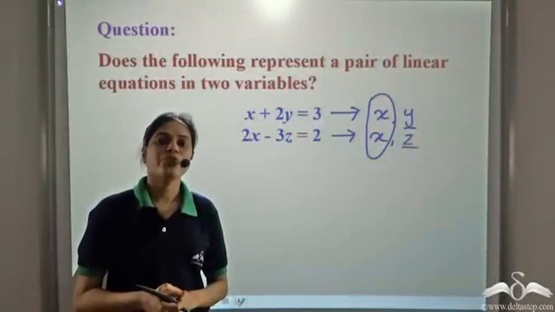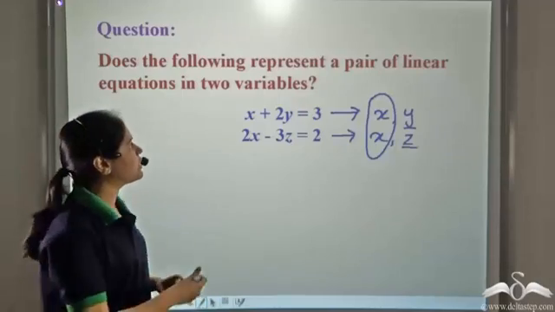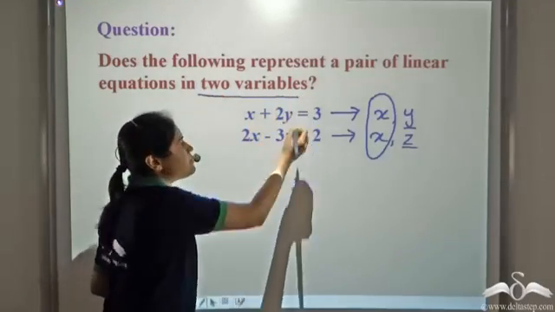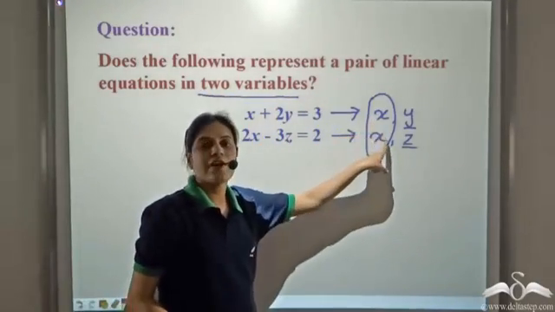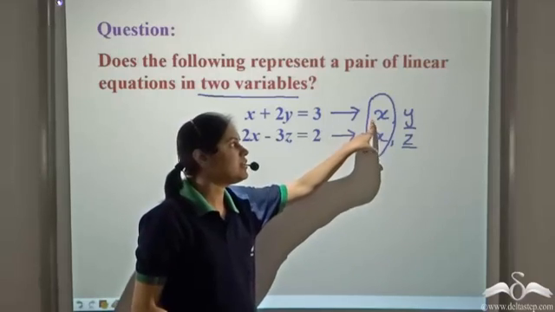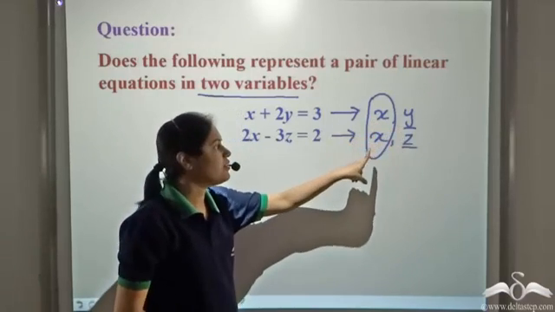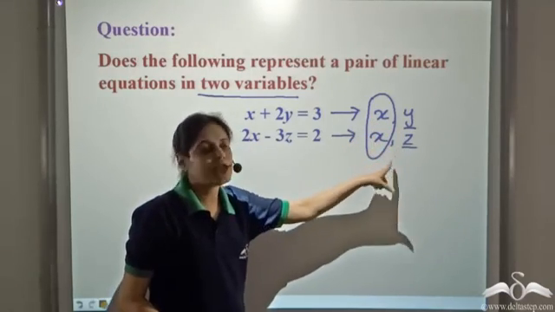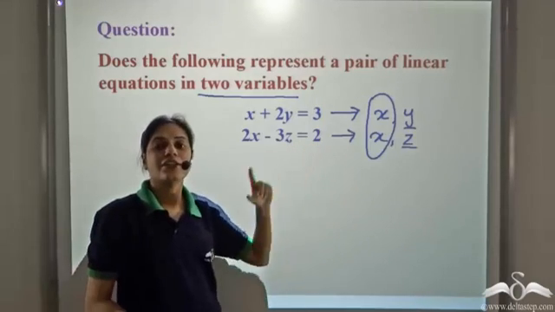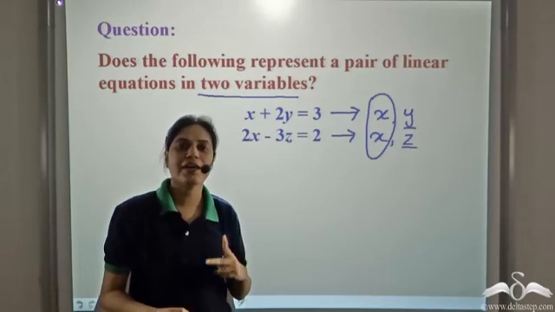So these two do not represent a pair of linear equations in two variables because you do not have the same two variables. Here you have x and y, here you have x and z. So actually in this pair there are three variables, x, y and z.